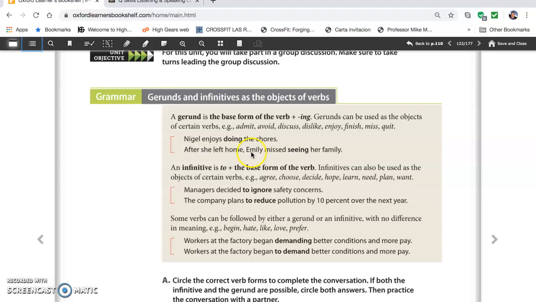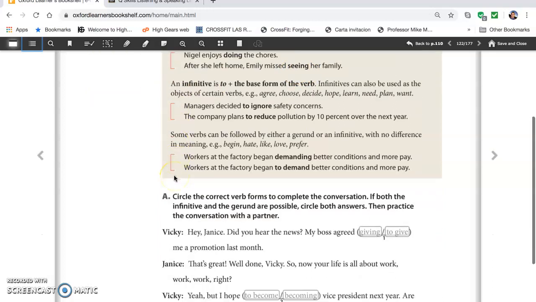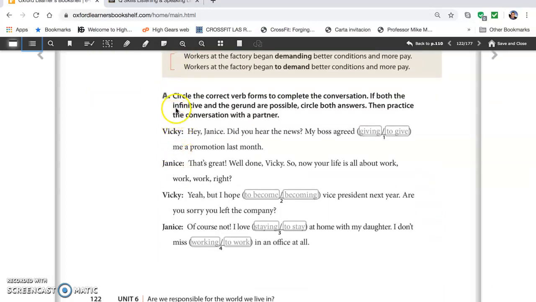So after she left home, Emily missed seeing her family. This is the verb. After the verb is a gerund. Now what I'd like you to do is circle the correct verb form to complete the conversation. If both the infinitive and the gerund are possible, circle both answers. So we have a conversation between Vicky and Janice. Let's have a look at an example here.